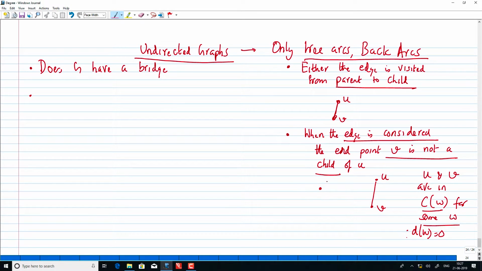So what does it look like? W is here, U is a descendant, and V is a descendant. At some point of time, you have come to U, and then you are looking at this edge, and then you realize that V is not my child, which means that V has already been visited. If V has already been visited, then the only possibility is that V is an ancestor of U.